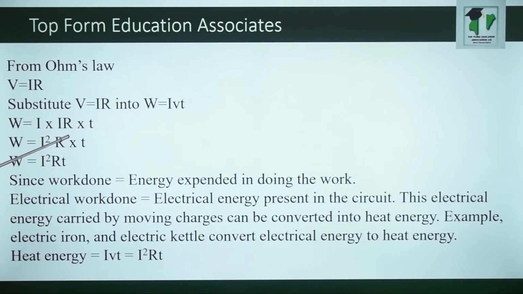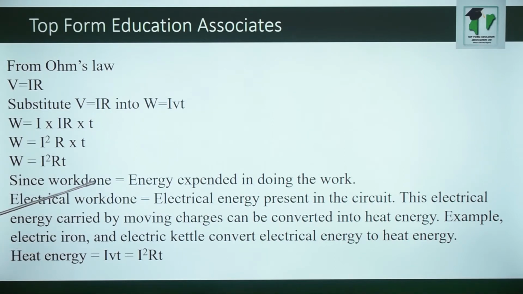IR times T, the T remaining here. So we have I times IR times T. So I times I gives you I squared. Now remaining RT, we have I squared R times T, giving you I squared RT. That is the second formula for electrical work done.